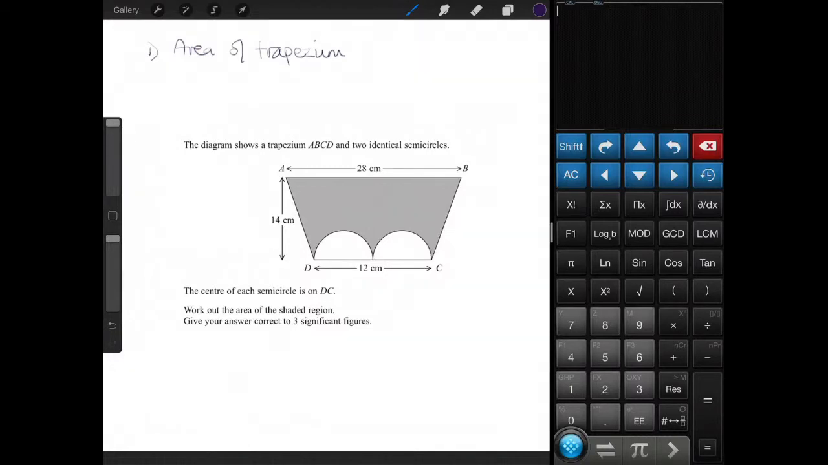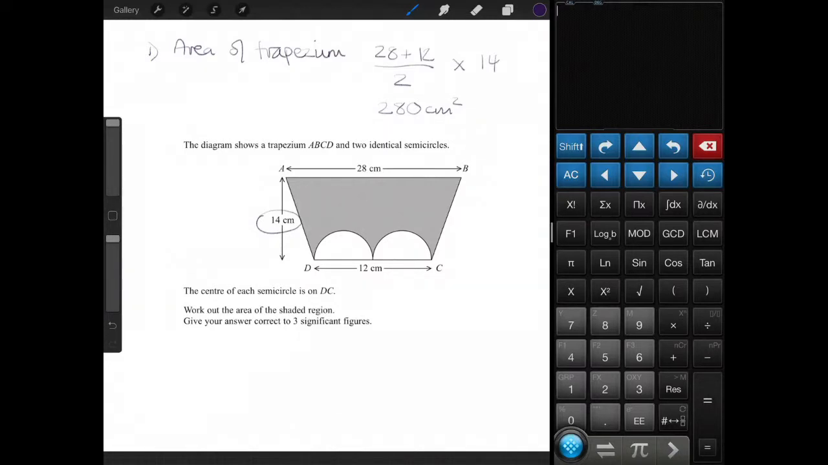So basically, as it says, half the length of the parallel sides. So that means that I'm going to add the parallel sides, so 28 add 12, and then I'm going to halve them. And then I'm going to multiply that by the distance between them, and the distance between them is 14. So the area of the trapezium is going to be 28 add 12, which is 40, divided by 2 is 20, multiplied by 14, which is 280 centimeters squared. Okay, so that's the trapezium.